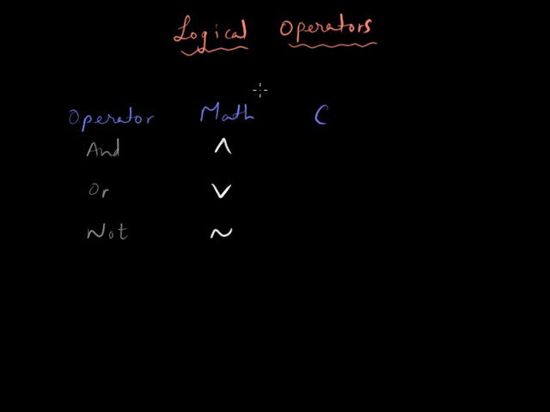C has some other ways of denoting operators, right? And is denoted in C by a double ampersand, or by double pipes, and not by an exclamation mark. So it's the same as in math, just the symbol is quite different. So you must know this is an ampersand.